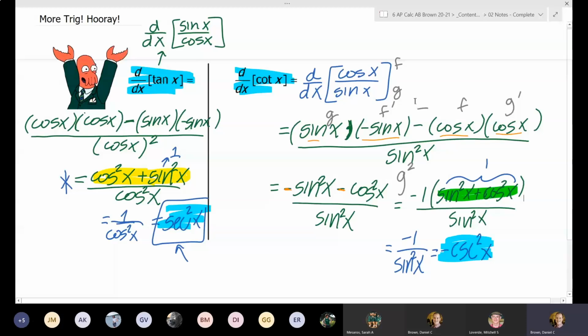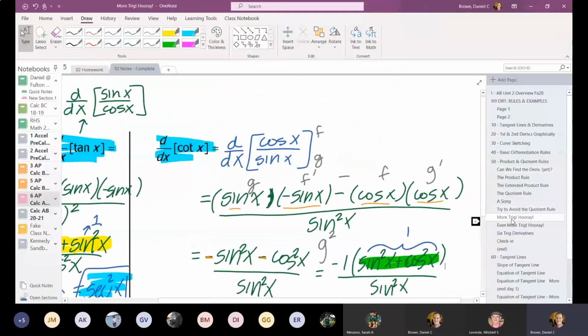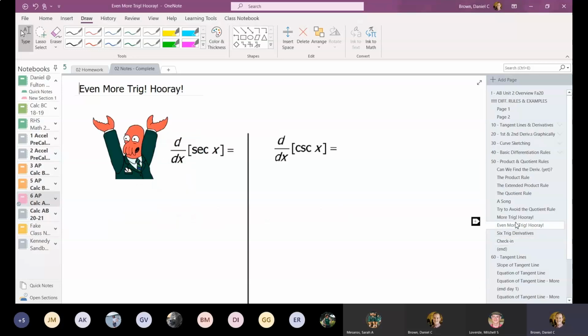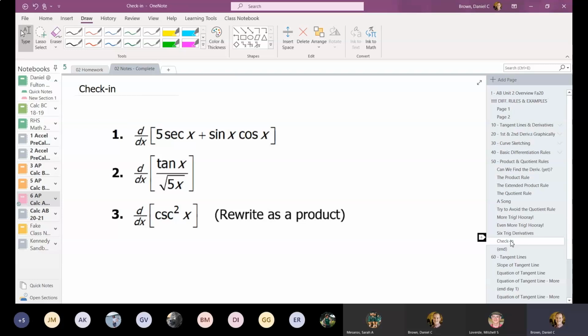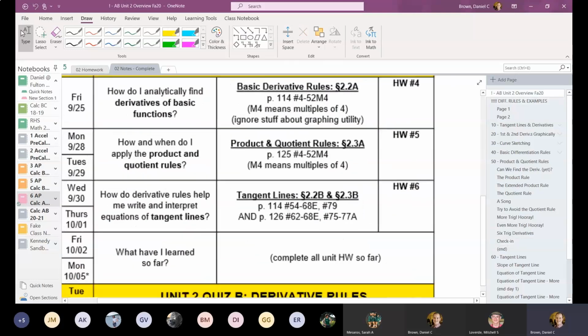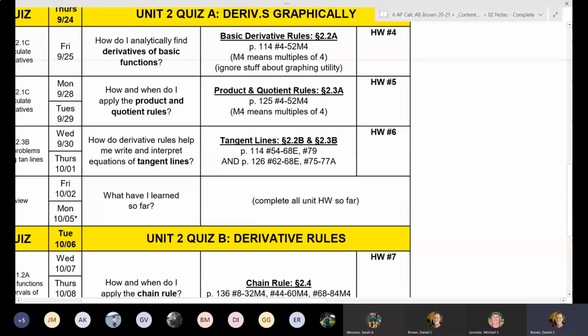All right, so that's where I'm going to stop today's notes. I do have just 2 more actual slides of notes to do. So we're going to look at the derivative of secant and cosecant tomorrow, along with some general practice problems to do. Your homework that you can get started on is homework number 5.